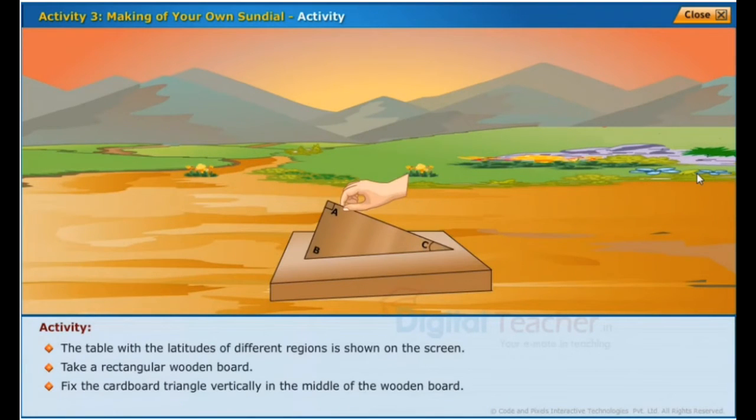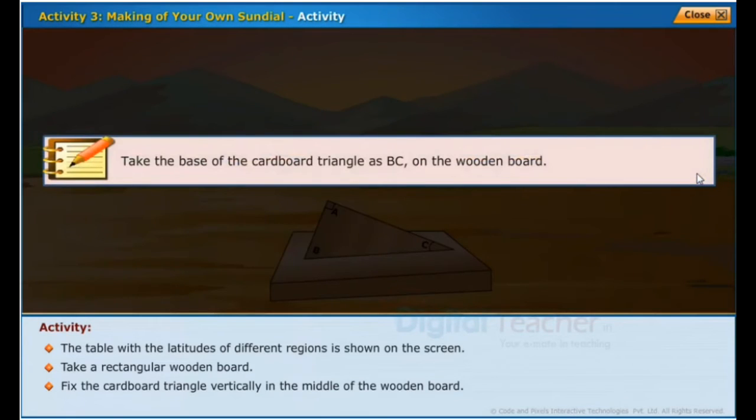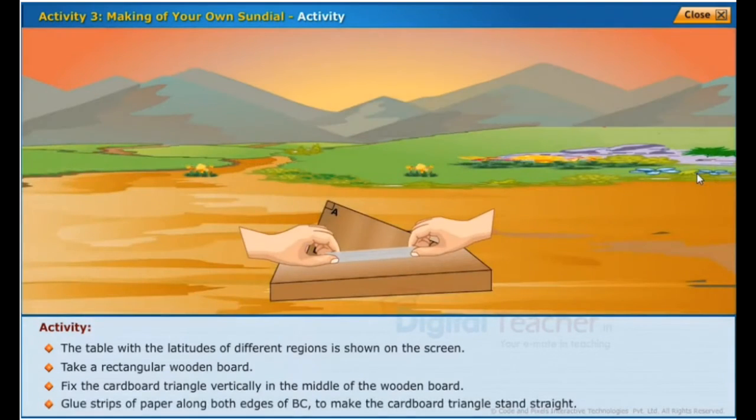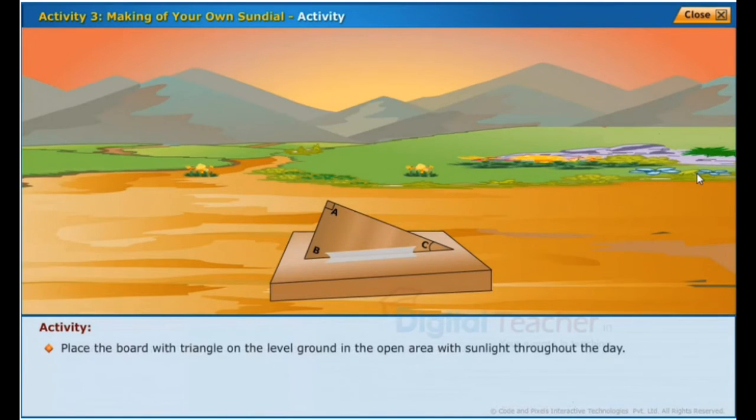Take a rectangular wooden board. Fix the cardboard triangle vertically in the middle of the wooden board. Take the base of the cardboard triangle as BC on the wooden board. Glue strips of paper along both edges of BC to make the cardboard triangle stand straight.